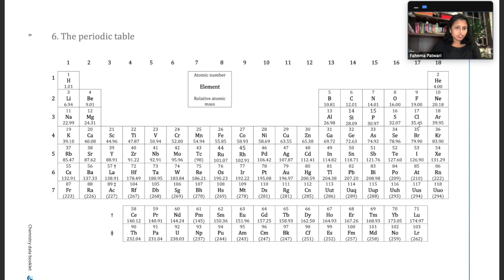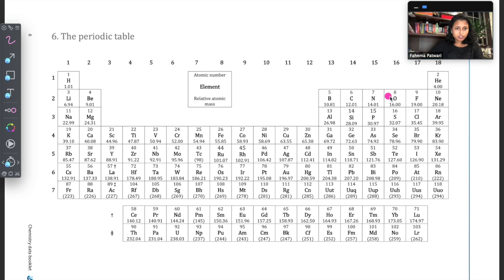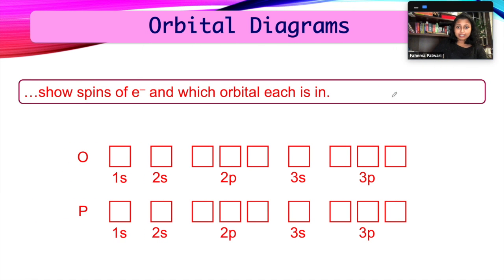Okay, oxygen. We see that oxygen has an atomic number of 8, right? There's oxygen right there. The atomic number is provided, it's the number on top of your element. So oxygen has an atomic number of 8, which means it has 8 protons and it has 8 electrons.